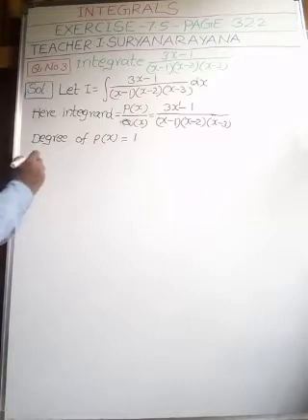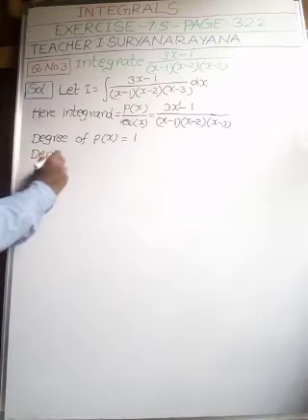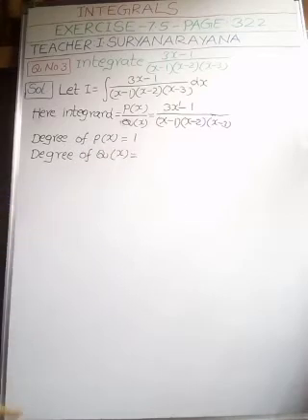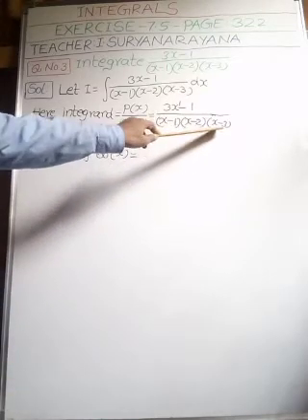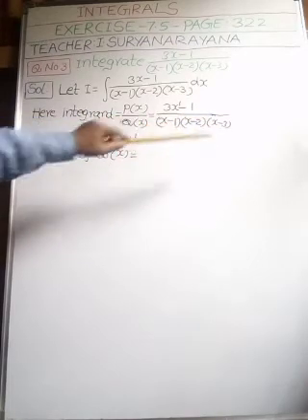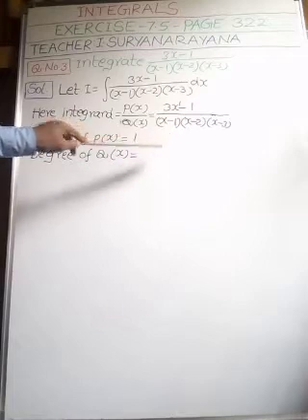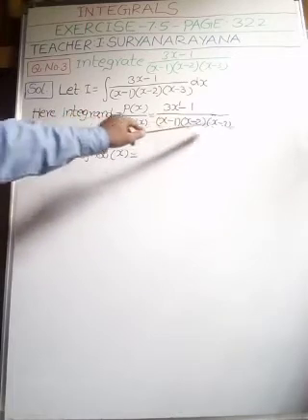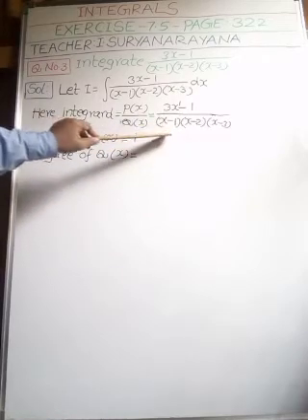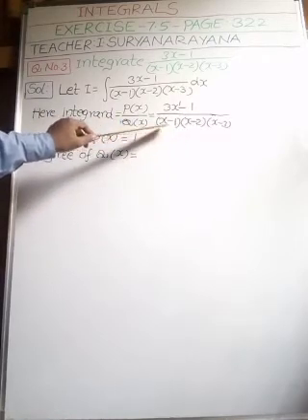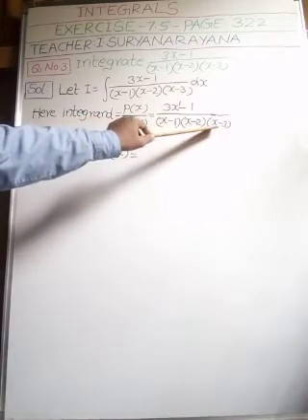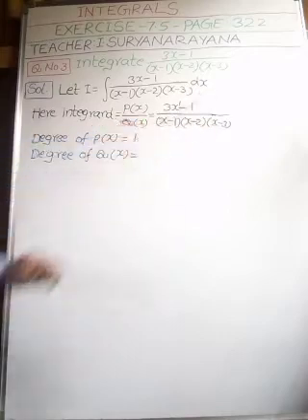Right. Now come to the degree of denominator. Here 3 factors are there. In the denominator, 3 linear factors. So to find the degree of these linear factors, you add the exponents of x of each factor. What is the exponent of x here? 1. Here? 1. Here? 1. So 1 plus 1 plus 1.